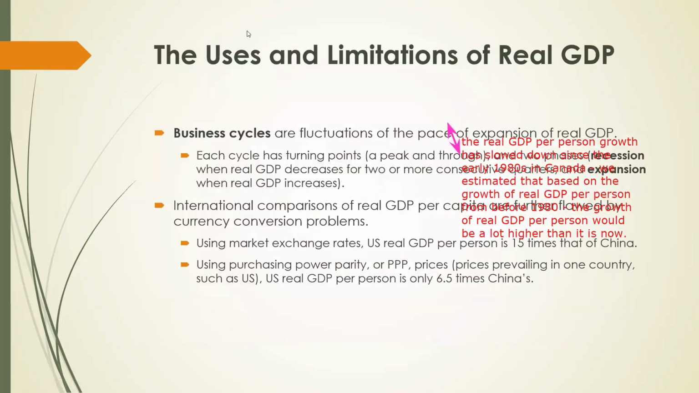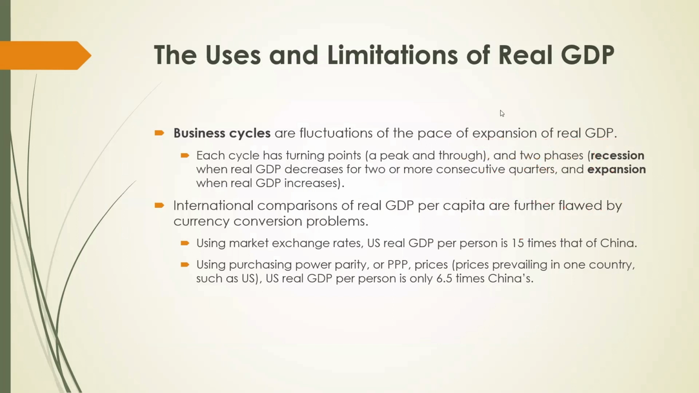So the uses and limitations of real GDP. Business cycles are fluctuations in the pace of expansion of real GDP. Each cycle has turning points, a peak and a trough, and two phases: recession, when GDP decreases for two or more consecutive quarters, and expansion, when real GDP increases. Also, real GDP per capita is hard to compare internationally because of currency conversion.